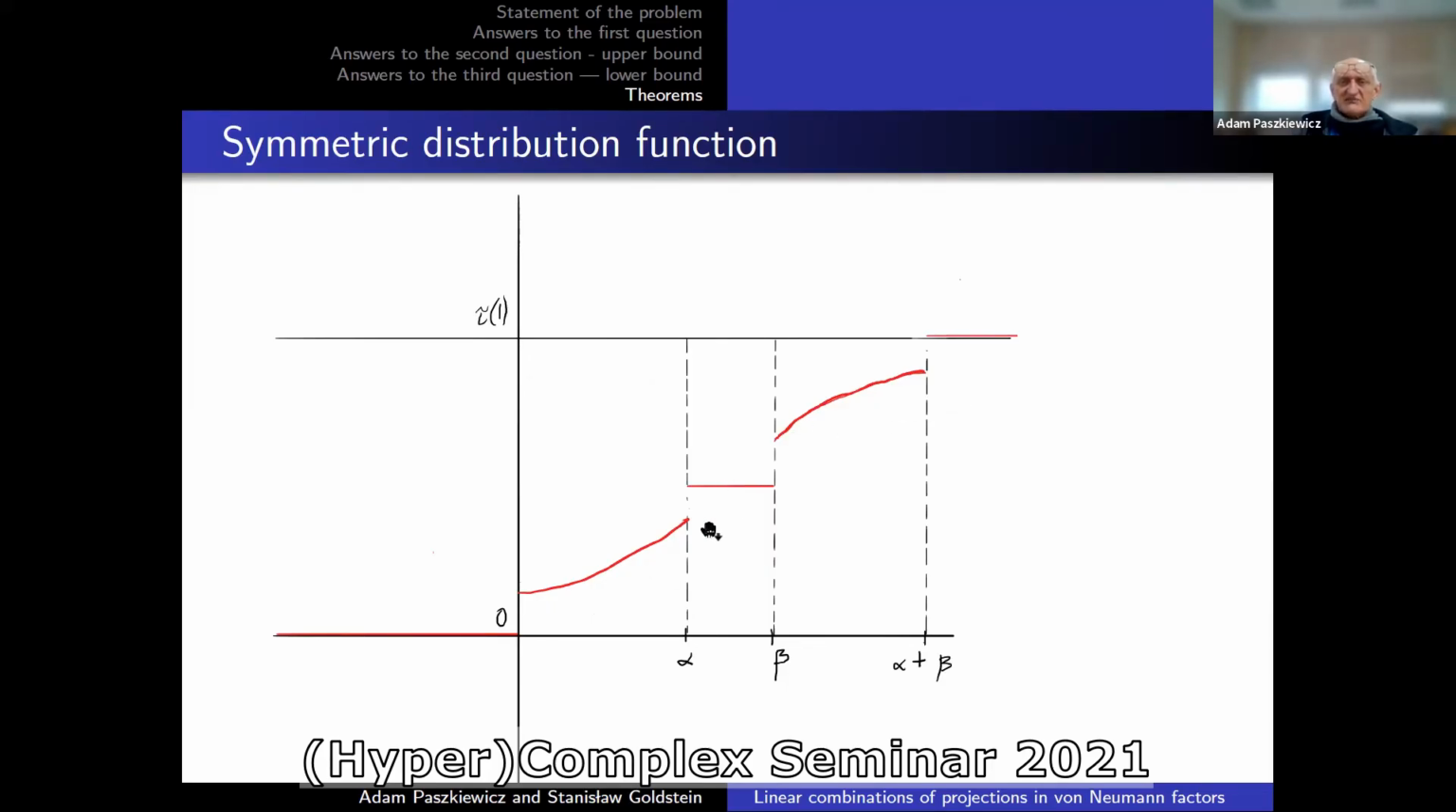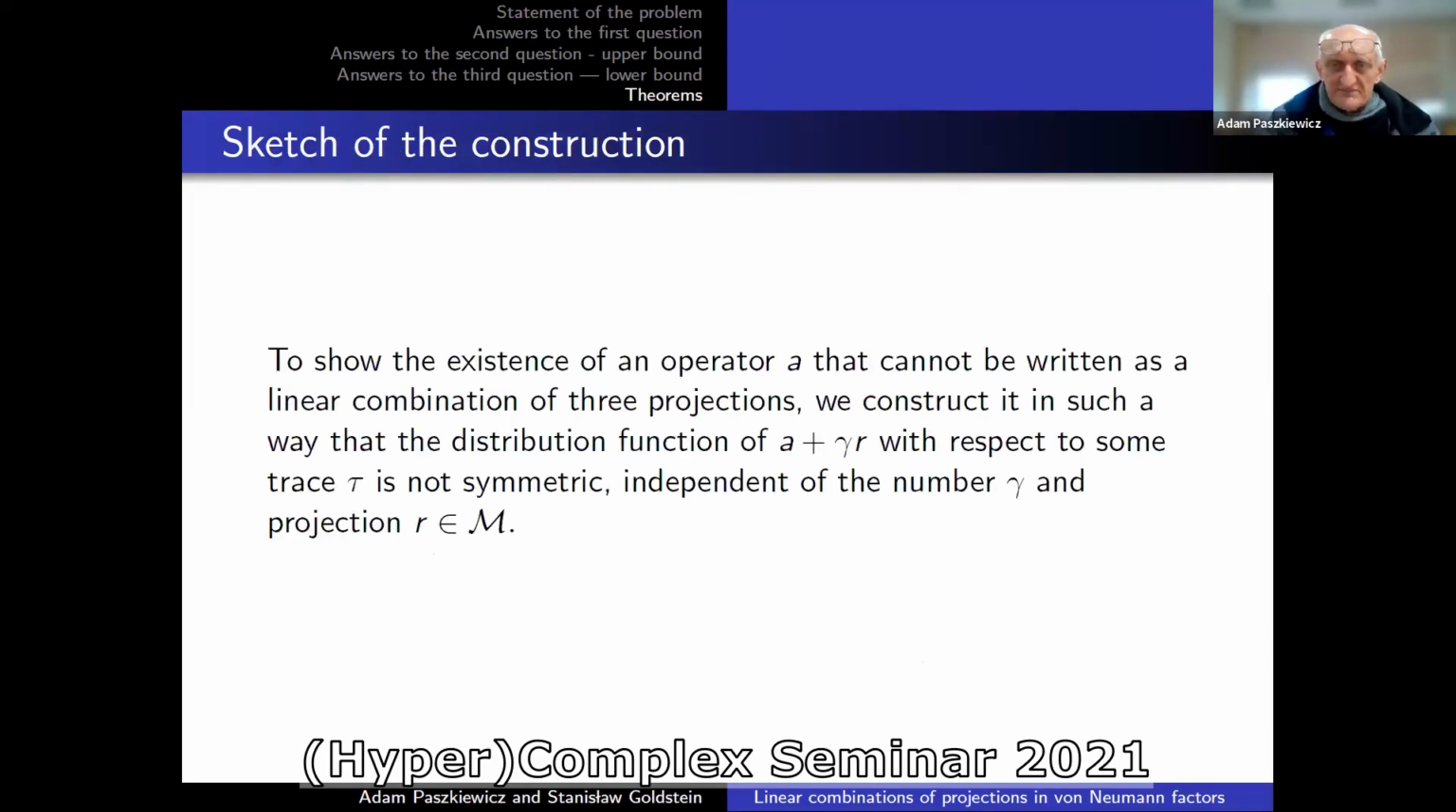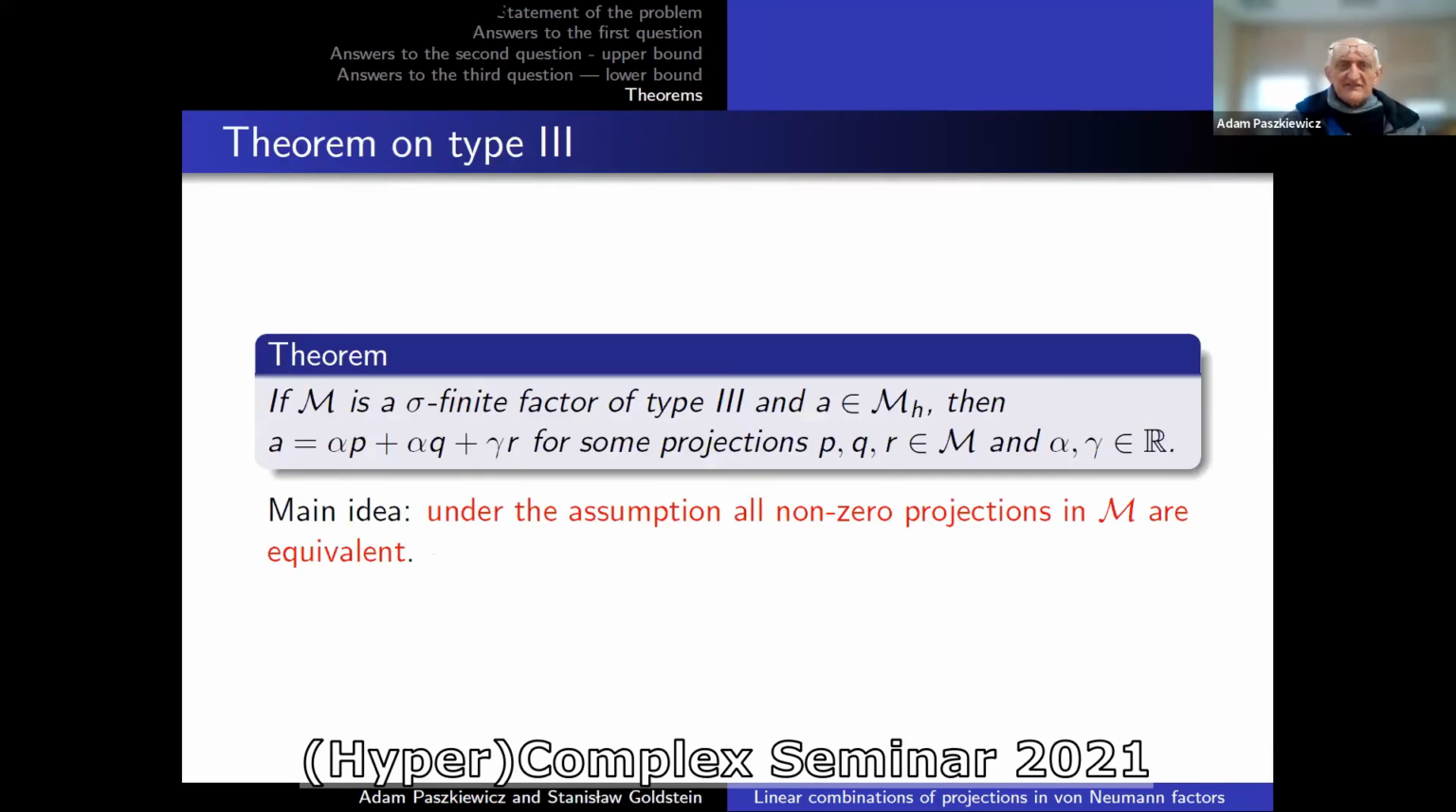This line is symmetric with respect to this point. So this is the second method. And in this way we can show some operator which cannot be expressed as a combination of three projections, but in a von Neumann algebra of type 3 we have a possibility of representing any operator as a combination of three projections.